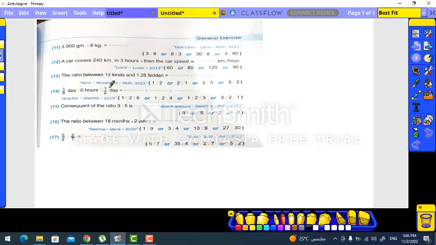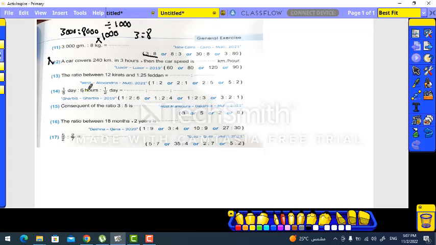Move to the next question. 3000 grams and 8 kilograms. So we have kilograms and grams, so I have to multiply the biggest unit by the number between them, 1000. So 3000 and 8000. Yes, we can divide these numbers by 1000, so it will be 3 to 8.